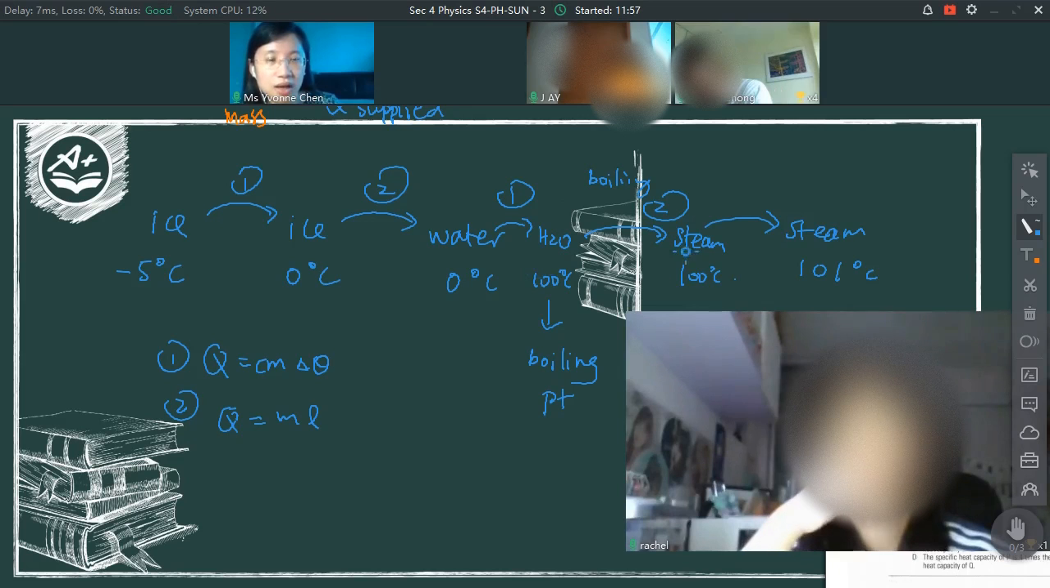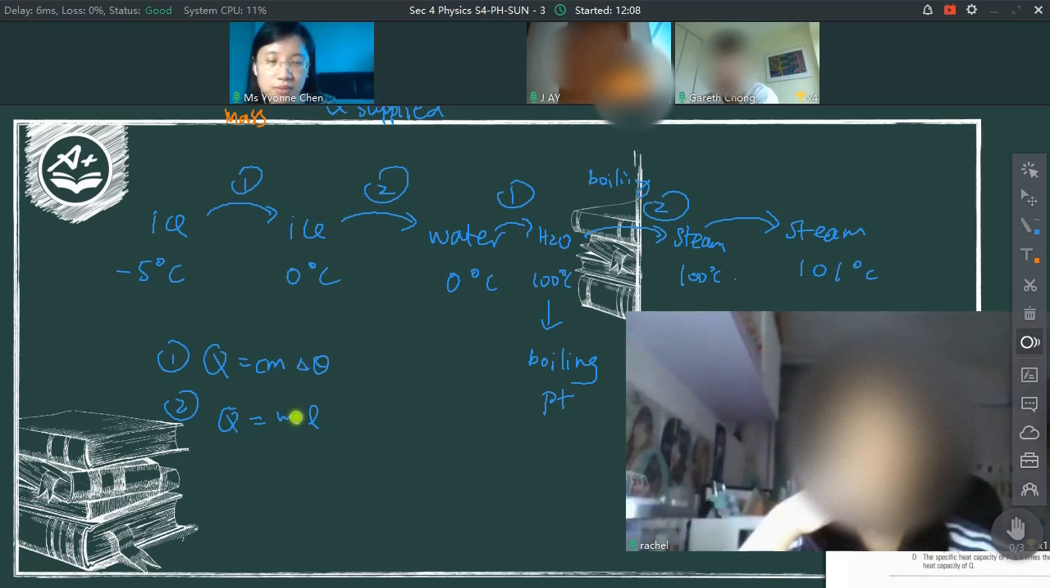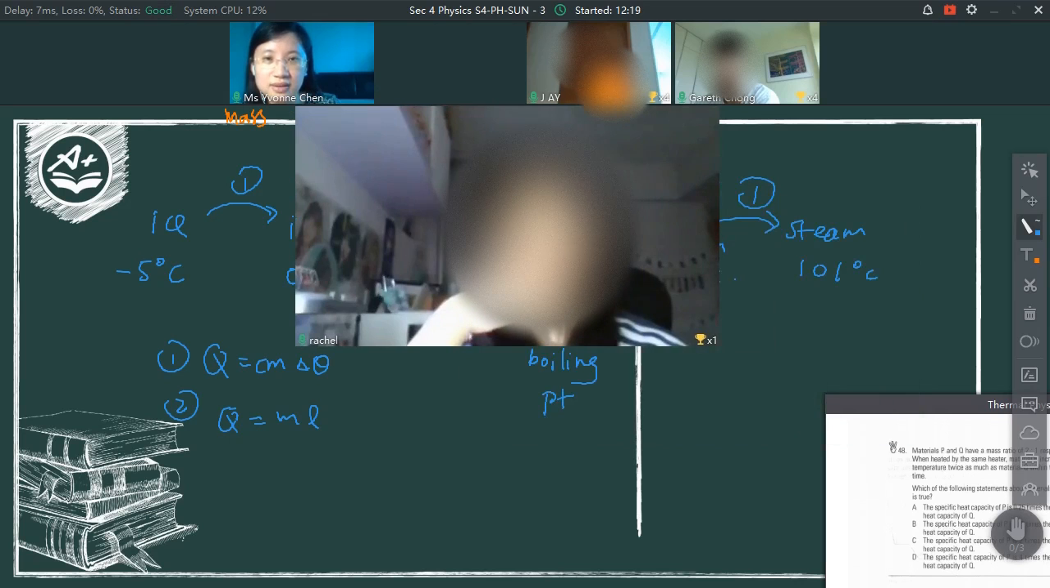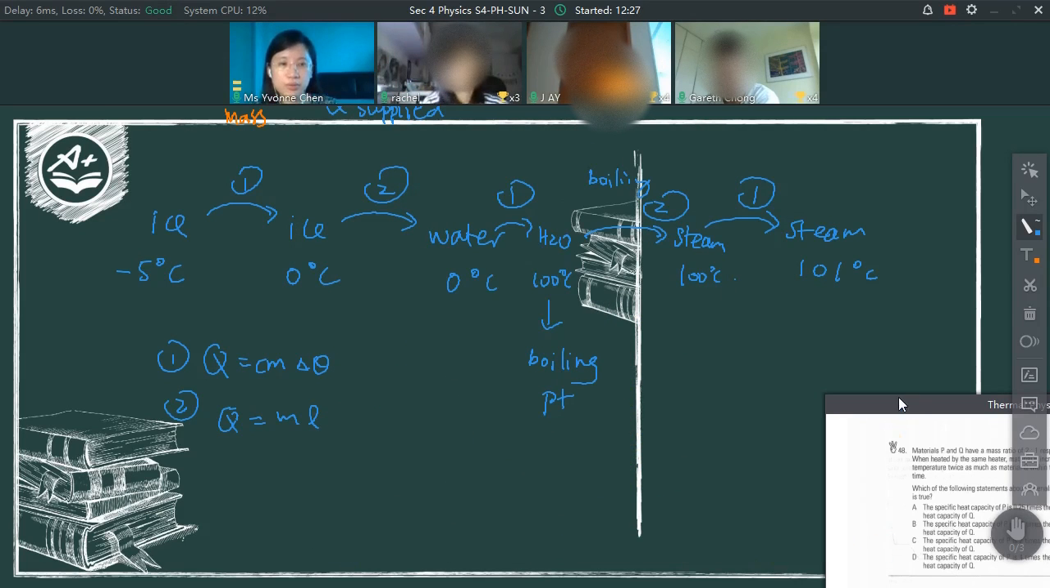Okay, so the last one, from 100 degrees Celsius to 101 degrees Celsius, steam to steam. Which formula do you like to use? First one or the second one? First one. Very good. Reason? Change in temperature. Very good. Excellent. Okay, very good. So now let's do the questions.